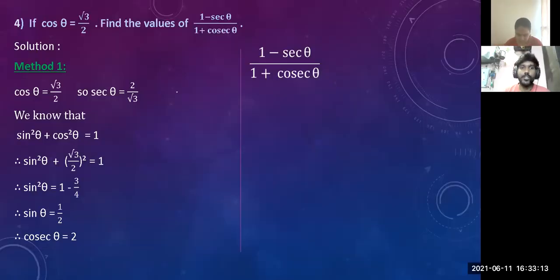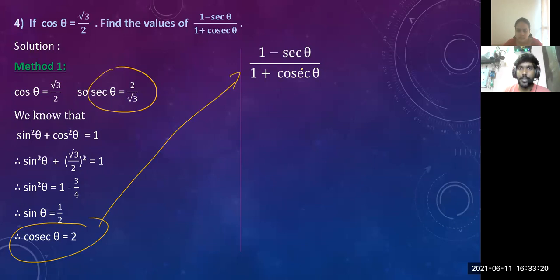Now we have to substitute the value of sec theta and cosec theta in this expression, 1 minus sec theta upon 1 plus cosec theta. So let's substitute. This is 1 minus sec theta, we got 2 upon root 3, divided by 1 plus cosec theta, we got 2. So let's simplify this. This can be written as 1 upon 1 minus 2 upon root 3, because we want to do the cross multiplication.